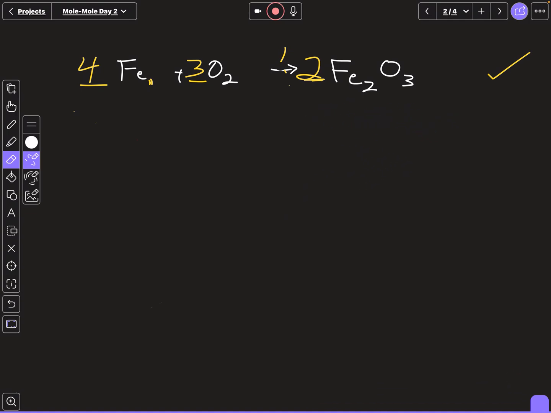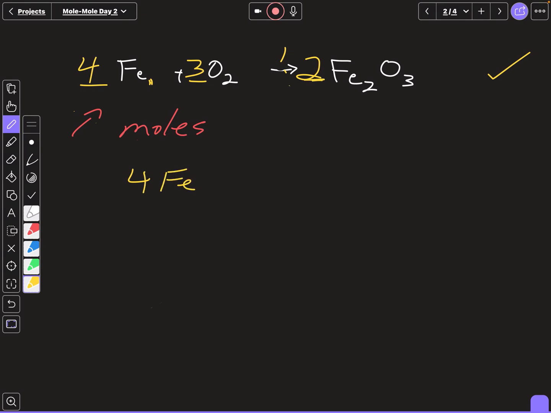And remember, 4 molecules of iron react with 3 molecules of O2 to produce 2 molecules of Fe2O3. But we're going to say that these numbers tell us moles. That's a certain amount. So we're going to say that 4 moles of Fe, and these are ratios, remember, of how they react, reacts with 3 moles of O2, and that produces 2 moles of Fe2O3.